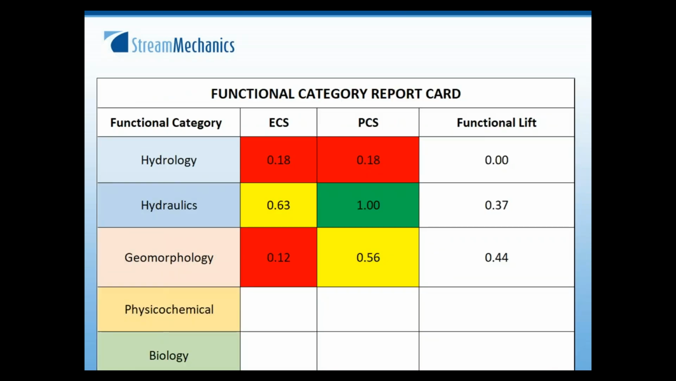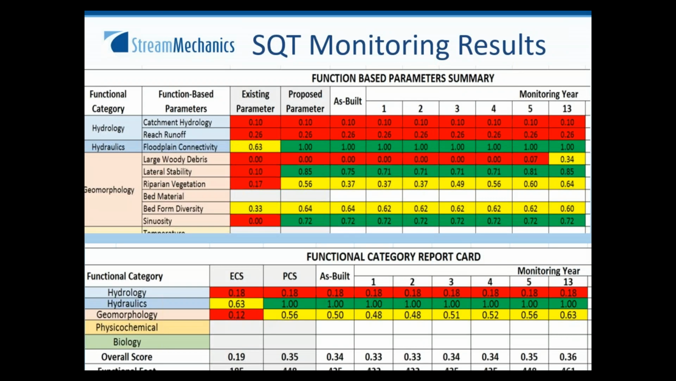It gives the same kind of information by functional category. So again, physical, chemical, and biology functional categories were not assessed. And then here's the monitoring results. So there's a table that allows people to put up to, I said up to 10 years, it's actually up to 10 monitoring events. So if you did them 10 consecutive years, that would be fine. But you can see here, there's the existing parameter column, proposed, as-built, and then there were monitoring years 1, 2, 3, 4, 5, and then year 13. And so again, by parameter, you can see where there was change and where there was not.